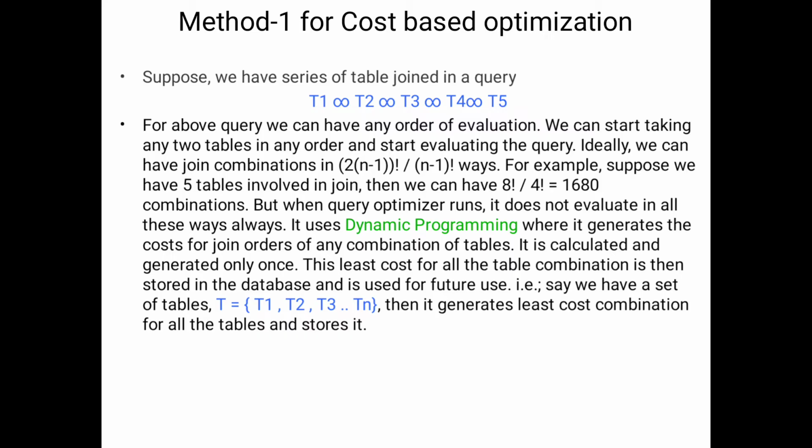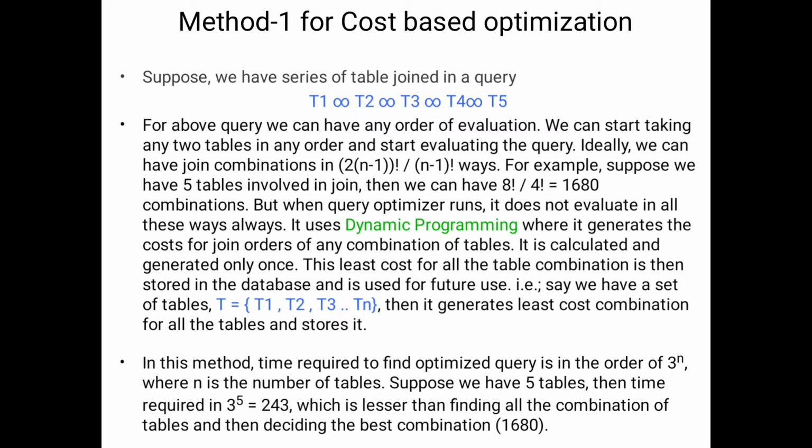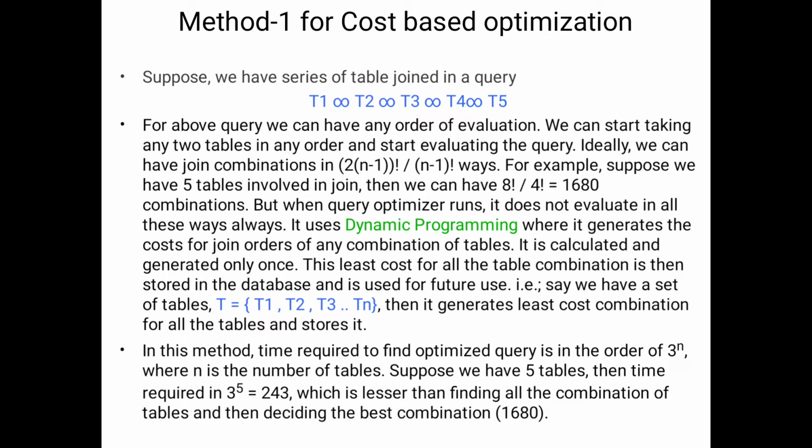That's why we use dynamic programming. With the help of dynamic programming, how many combinations are available? Please observe the formula. In this method, the time required to find the optimized query is in the order of 3^n, where n is the number of tables. So 3^5 means 243. With dynamic programming, we have 243 ways, which is definitely very much less compared to 1680.